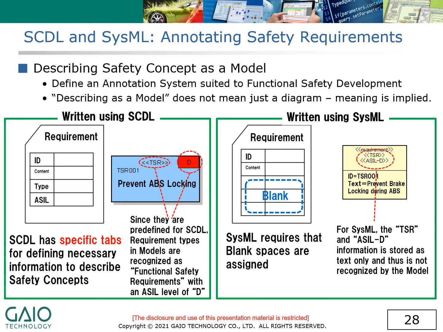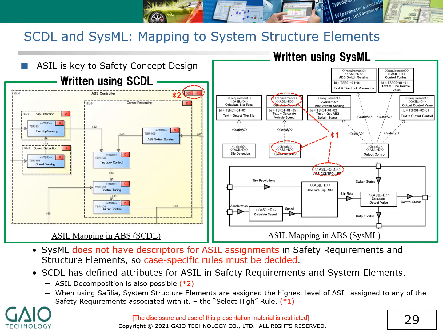SCDL is designed to describe the safety concept as a model, so it is not just a diagram, but each attribute and component has a meaning attached. This prevents inconsistent or ambiguous information from being included in the description and helps to eliminate errors of comprehension. SCDL also has descriptors for ASIL assignments, so the decomposition process can be clearly followed, and Safilia automatically assigns ASIL levels to requirements and elements to avoid errors.